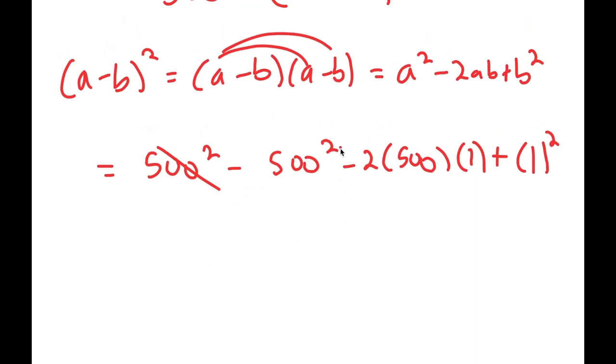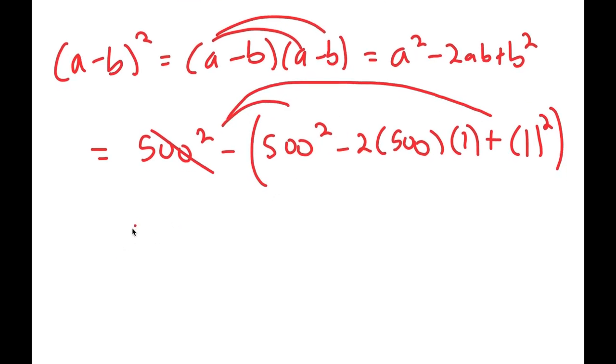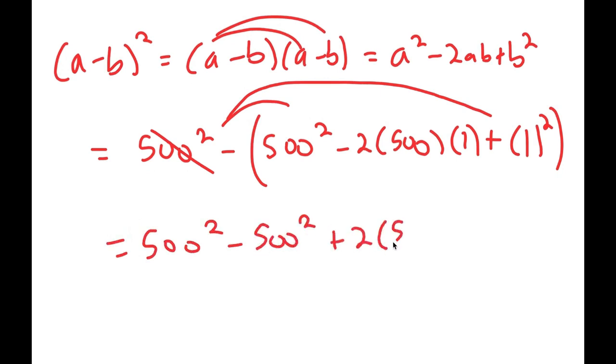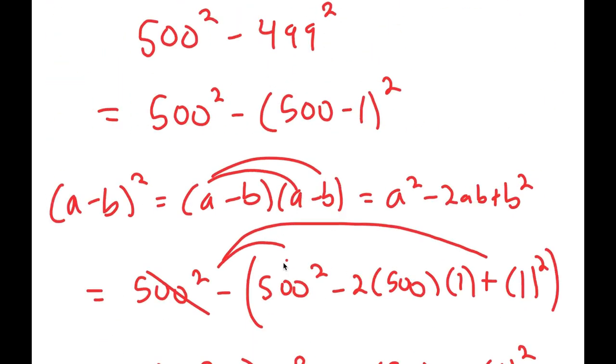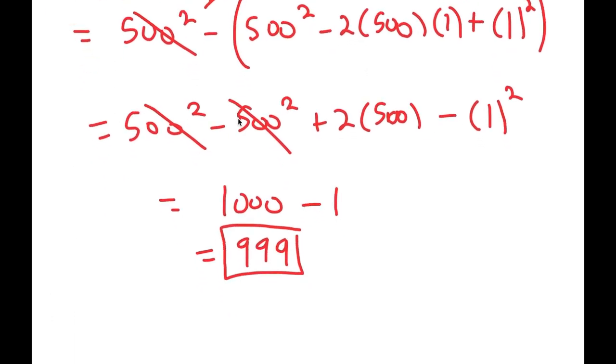However, this is actually going to be in parentheses, so the negative sign distributes. So this turns into 500 squared minus 500 squared plus 2 times 500 times 1, which is the same thing as 2 times 500, minus 1 squared. Now these two can cancel out, so I get 1,000 minus 1, which is equal to 999. So again, I get 999 as my answer.